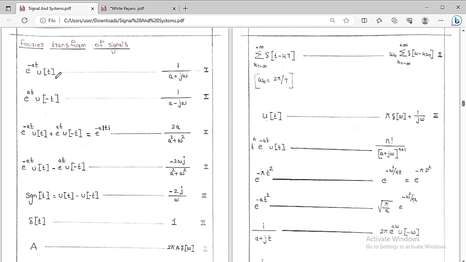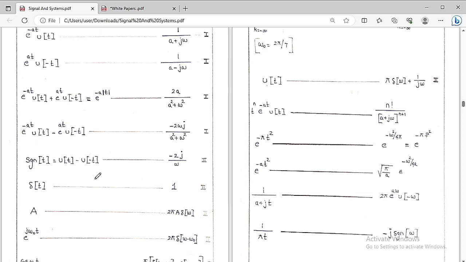The Fourier transform of e to the power of minus at u of t is 1 by a plus j omega. For the other signal, replace t by minus t, so replace omega by minus omega, and you are going to get this value. If you add these two signals, add these two Fourier transforms and we get this value. Subtract these two, and we are going to get this one. So this is what I am trying to tell you.